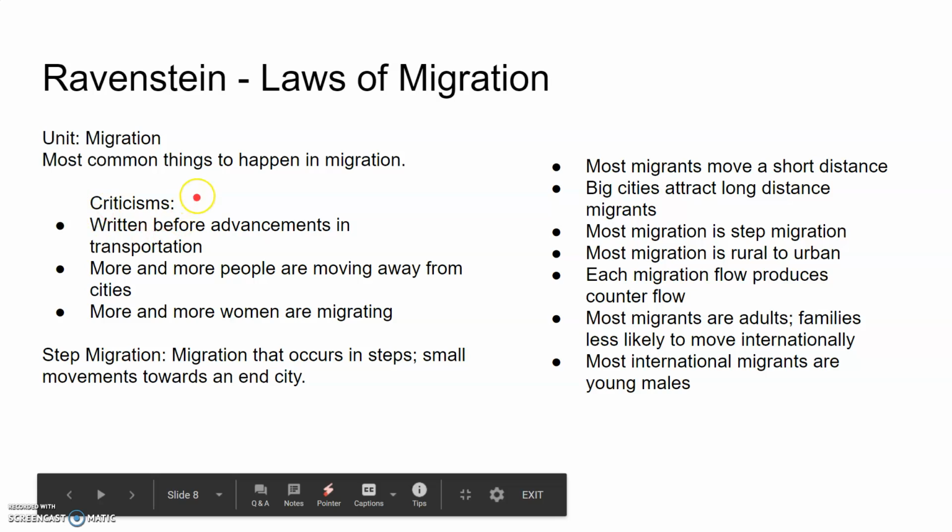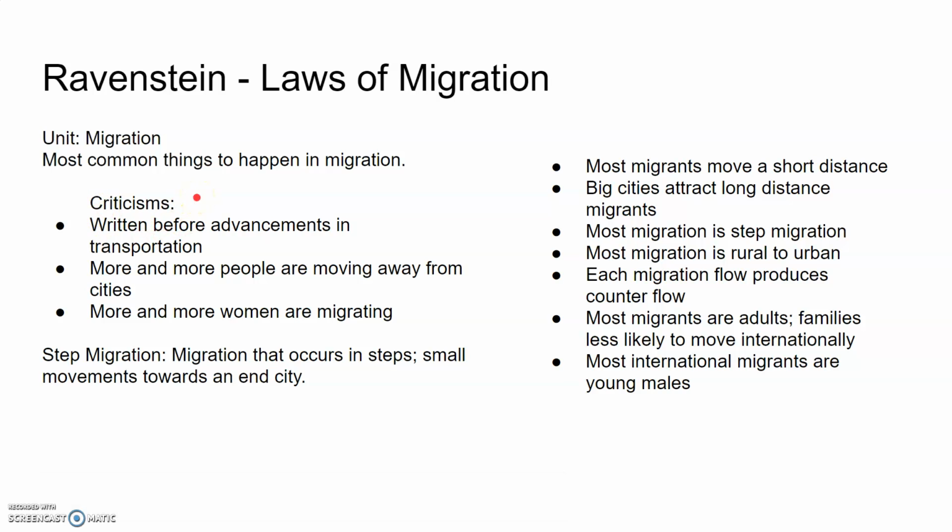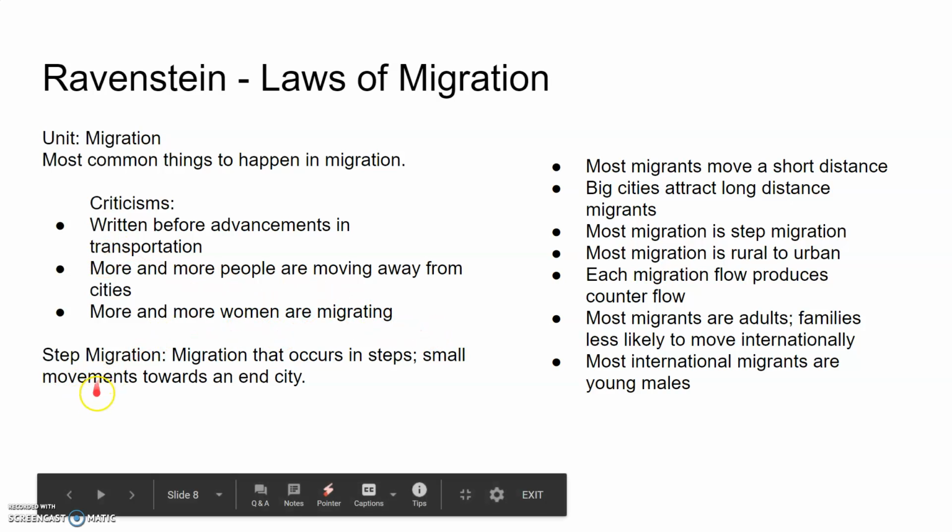So one of the criticisms is that this was written before the advancement in transportation. This was before trains and cars, so it was harder to move longer distances rather than shorter distances. And today more and more people are moving away from the city because they don't really like the city environment because it's very harsh for them, or maybe some other factors. And more women are migrating because fewer women are having children.